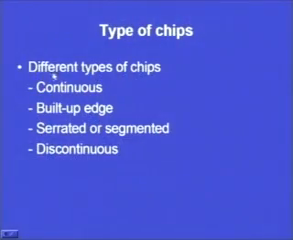Now, we have already discussed the different types of chips, and I will briefly summarize. The different types of chips that are formed are continuous chips, chips with built up edge, serrated or segmented chips, and discontinuous chips. Now, we will discuss each one of these types, under what conditions these types of chips are formed, and what the influence is on the surface finish, etc.